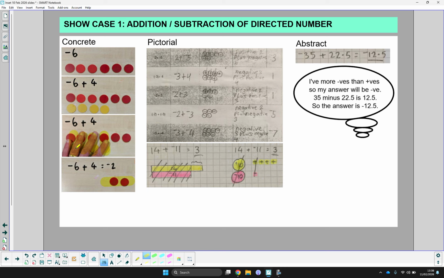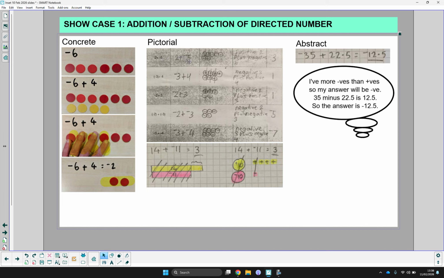So we would spend a lesson on this. We wouldn't necessarily spend a lesson recording lots of formal notation. We would just get the pupils used to the idea of the zero pair. When we move on, we would then move to the pictorial approach, which is what we've got in the center here. So again, pupils with some problems there.